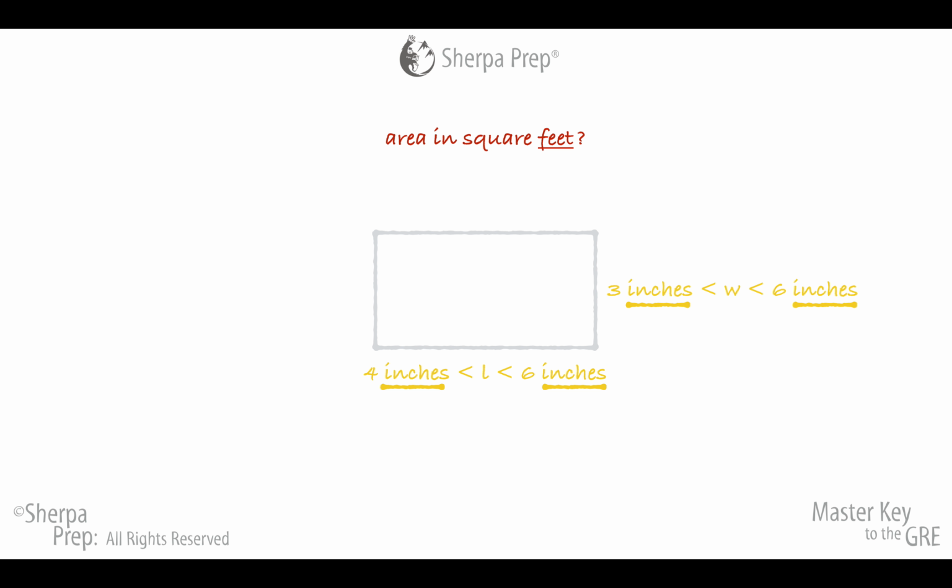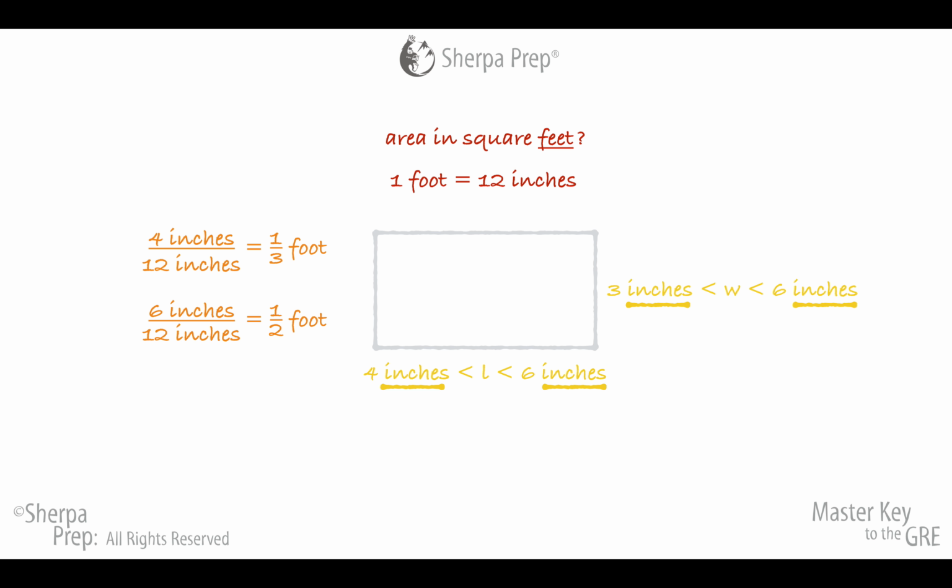So what we're going to need to do here is to convert our units. We want our inches to be expressed in terms of feet. Now, according to the question, 1 foot equals 12 inches. In other words, to convert our units, 4 inches out of 12 inches, that would be 1/3 of a foot, and 6 inches out of 12 inches, that would be half a foot. And in the case of our width, 3 inches out of 12 inches, that would be 1/4 of a foot, and again, 6 inches out of 12 inches, that would be half a foot.